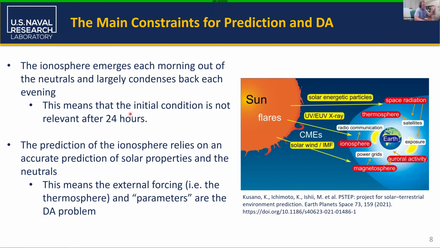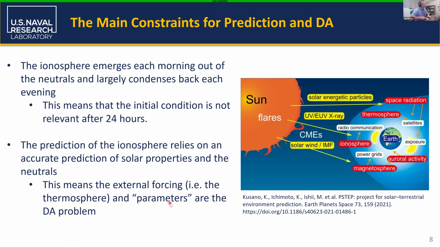So since data assimilation is all about the initial condition, what can we do? Well, what we need to do is think about what things really control the evolution of the ionosphere. And I think that a really powerful part is the external forcing, i.e. the thermosphere, the mesosphere, the neutral part of the atmosphere, and then parameters. By parameters, I mean solar properties, because in the SAMI3 model, we bring in the sun, we bring all that solar forcing in through various parameters. And so data assimilation really needs to be about those.